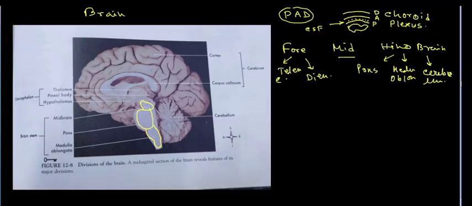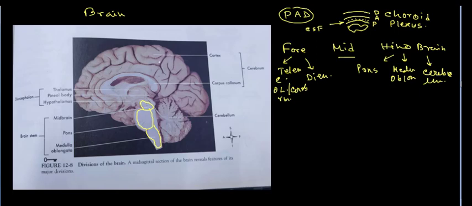Okay, telencephalon has two parts, the olfactory lobe and the cerebrum. The olfactory lobe is not well developed in humans, and it is well developed in those organisms which rely on smell, right? The olfactory lobe has the olfactory stalk and the olfactory bulb, and in humans the olfactory lobe is surrounded by the cerebrum. Actually, the cerebrum is the most important and the largest part of the brain.